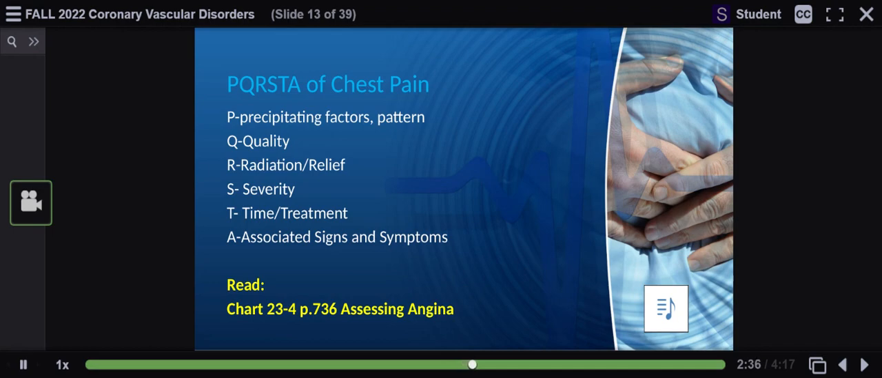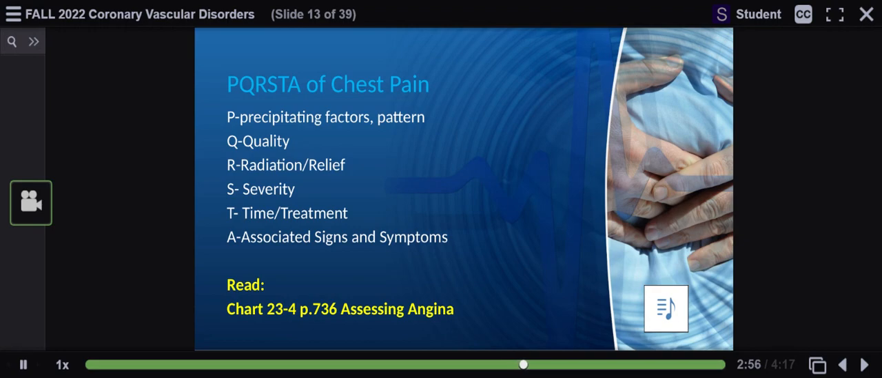S, severity, your most favorite one. Ask for the severity or intensity of the pain. You're going to be asking your patient on a scale of 0 to 10, 10 being the worst, and 0, no pain at all: how's your pain level? Okay, T is the time and treatment.